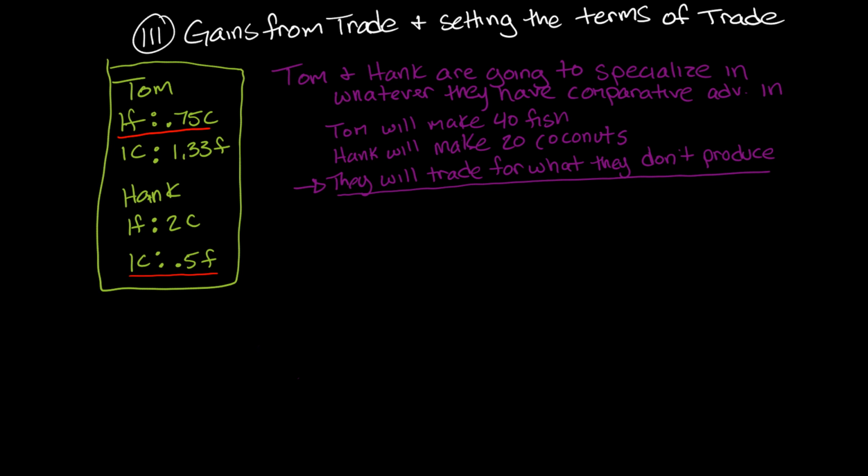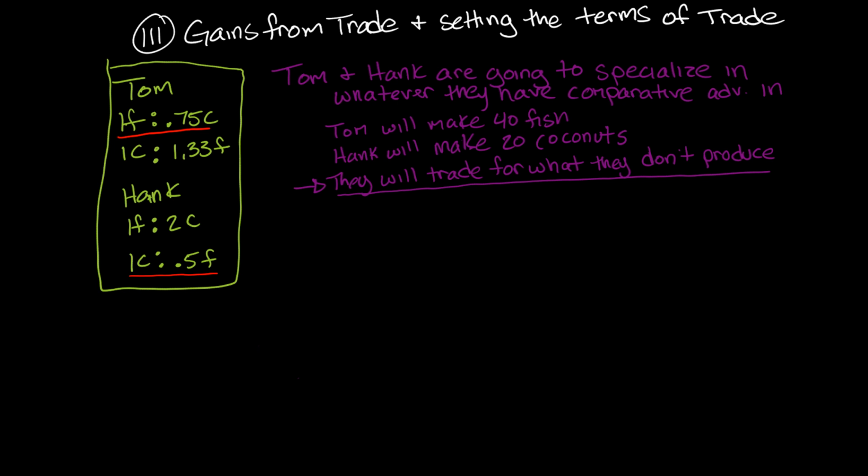So, in order for trade to be beneficial, in order for both parties to end up ahead, we need to first accomplish specialization. So in this scenario, Tom and Hank are going to specialize in whatever they have comparative advantage in. In this case, Tom had comparative advantage in fish, so he's going to produce only fish. He's going to make 40 fish, which is his maximum. Hank has comparative advantage in production of coconuts. He's going to make only coconuts, giving him a total of 20 coconuts, and they are now going to trade with each other for the item that they don't produce.